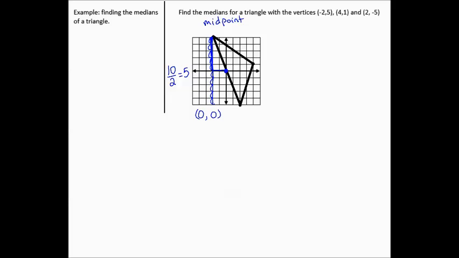Next, we will look at our line up here, and we could count either the up-down distance, our vertical distance, or our horizontal distance. 1, 2, 3, 4, 5, 6. 6 divided by 2 is going to be 3. 1, 2, 3. So our second midpoint will be at (1, 1).